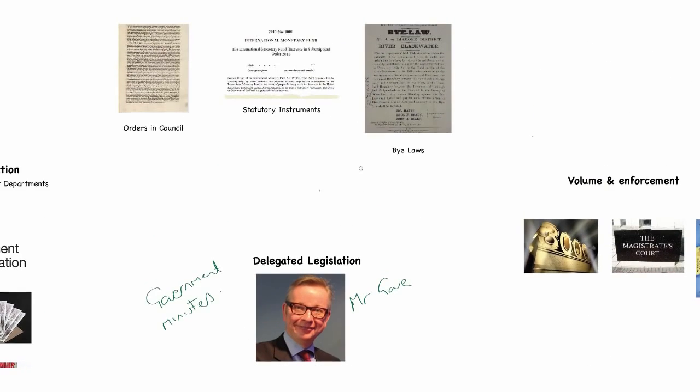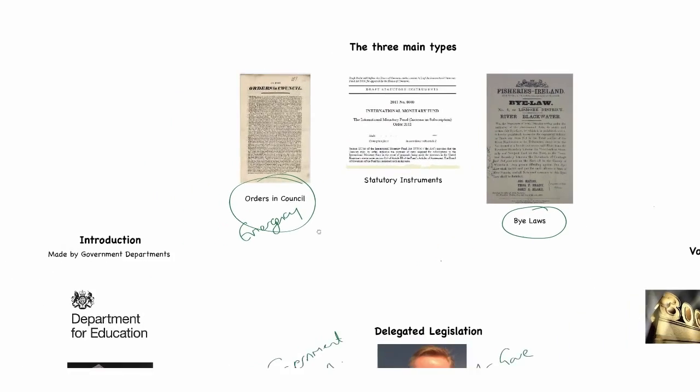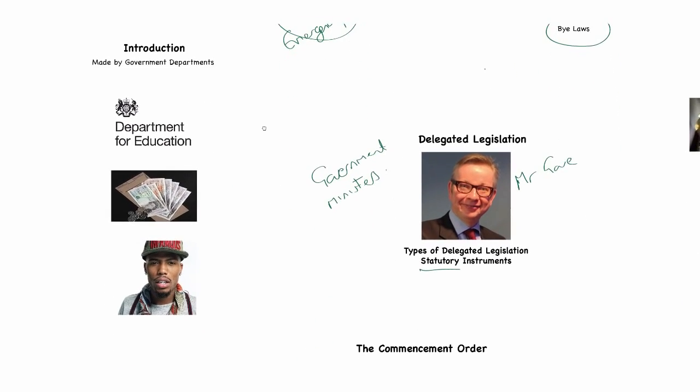But as ever, remember there are three main types. Orders in council, and orders in council are really used for emergency situations and certain change of power situations. We've got bylaws, and in this video we're going to look at the statutory instrument. So the easiest way to start is just have a quick introduction. And the easiest thing to say about statutory instruments is that they are made by government departments.